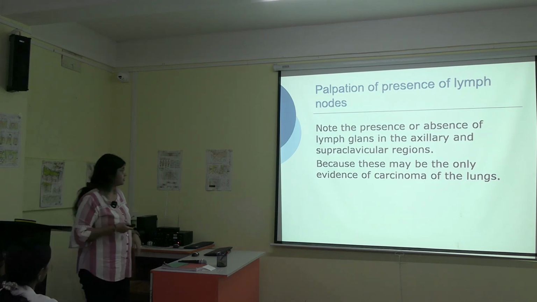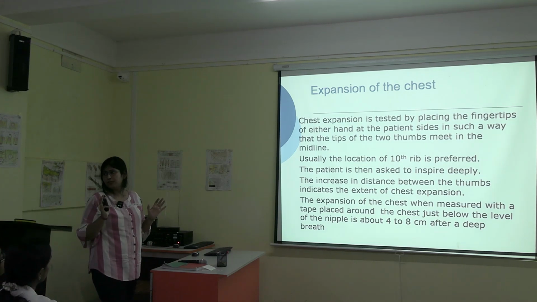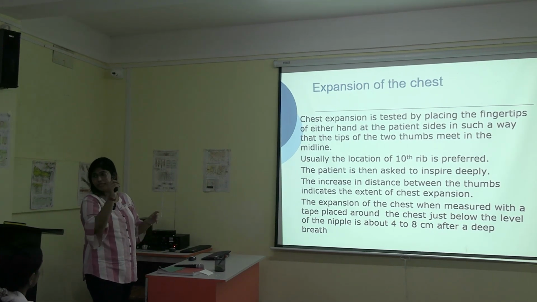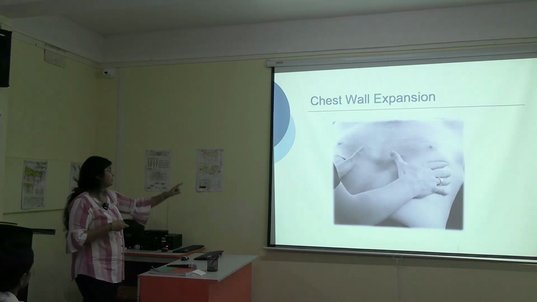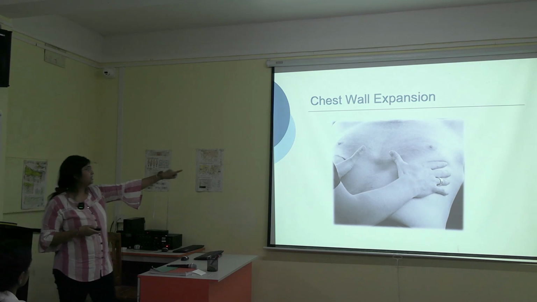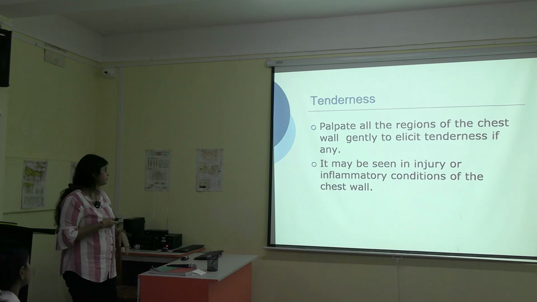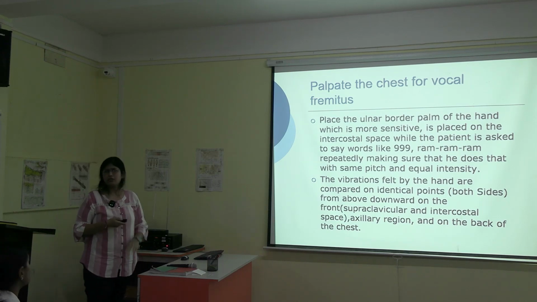Okay, chalo. Expansion of chest, understood? At the 10th rib, fingers, the thumbs should move apart by 5 to 10 centimeters. Okay? See, it will expand like this. You see the distance between the two thumbs. Okay? Understood? All good? Okay. Tenderness also explained. Vocal fremitus explained. Any doubt? All good?